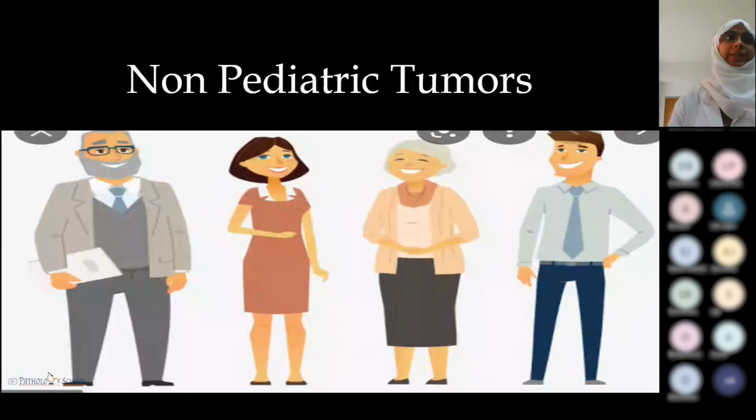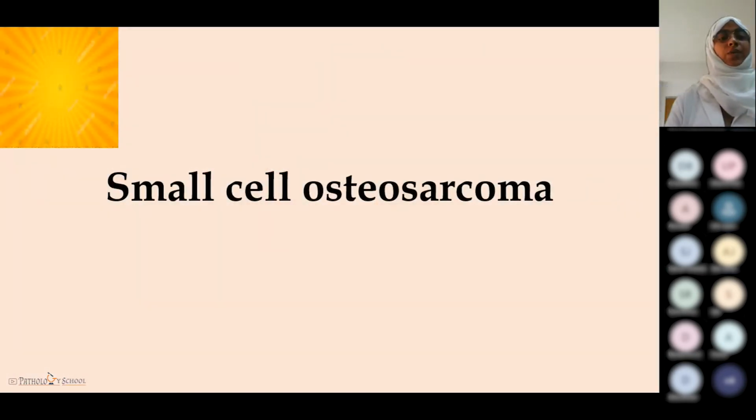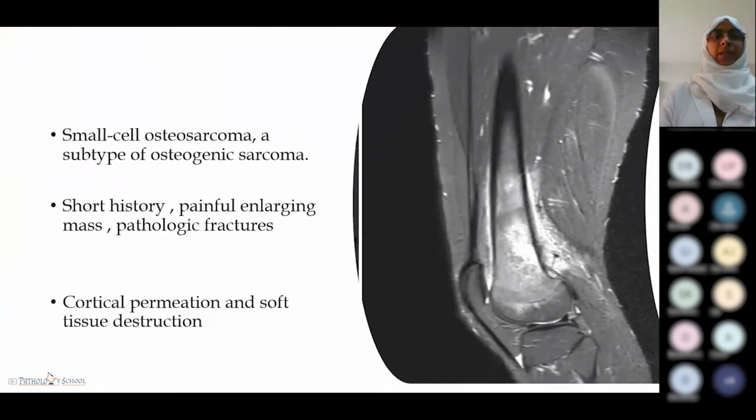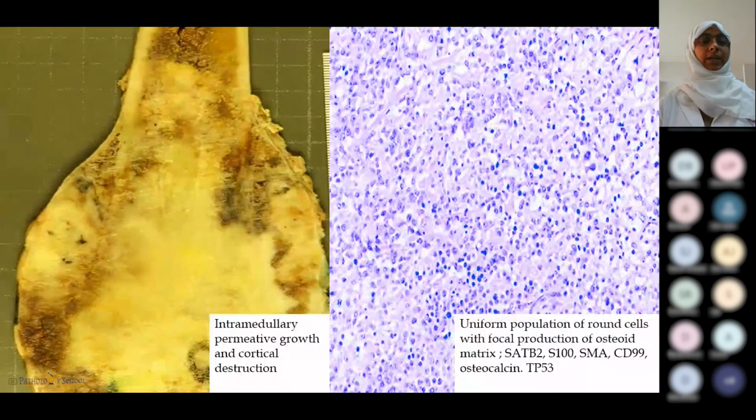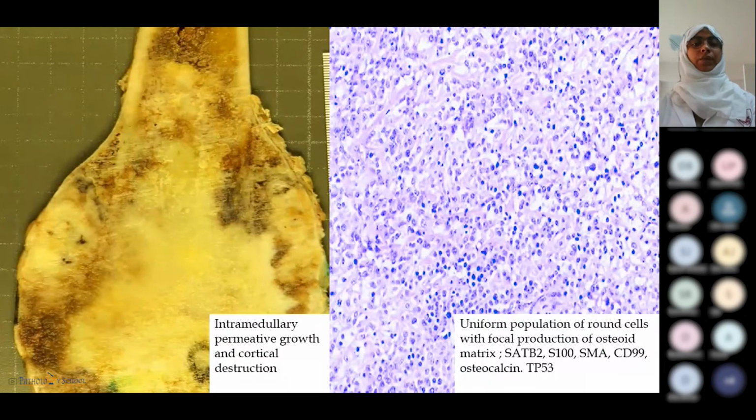Now comes the non-pediatric tumors. The first will be small cell osteosarcoma. Grossly, these look like conventional osteosarcoma, so the microscopy is the only way to rule it out from the conventional type. These are just a subtype of osteogenic sarcoma that we know, presenting as painful enlarging masses with pathological fractures. When you look at the gross, you see intramedullary permeative growth and cortical destruction. And when you look at the microscopy, you see a uniform population of round cells with focal production of osteoid in between them, which will show positivity for SATB2 and S100.